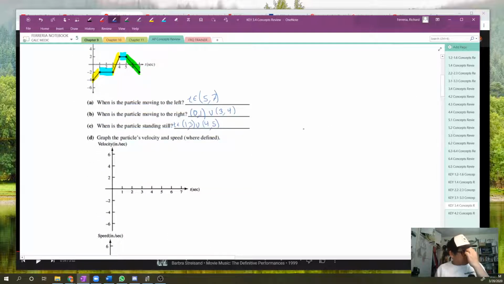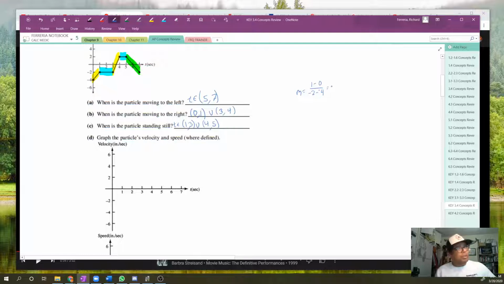Okay, so the next part here is we're going to graph the velocity of the previous function. So let's see. From 0 to 1, I think we have a slope of positive 2. And you can really quickly do that here. The slope is the difference in the y-coordinates, negative 2 minus negative 4, over the difference in the x-coordinates, 1 minus 0.